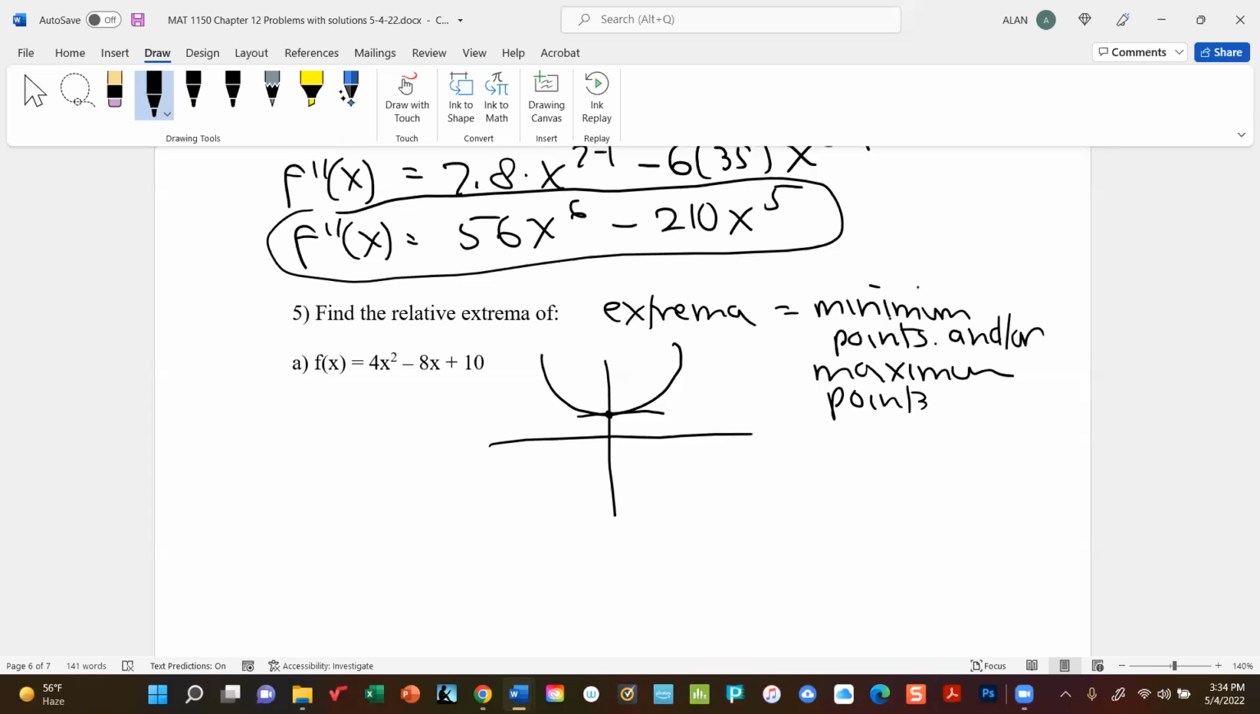Well, it's a two-step process. First, calculate the derivative f prime of x, and then number 2, set f prime of x equal to 0 and solve for x.